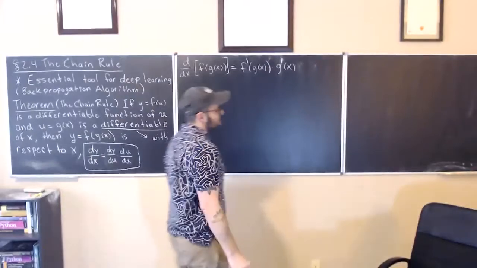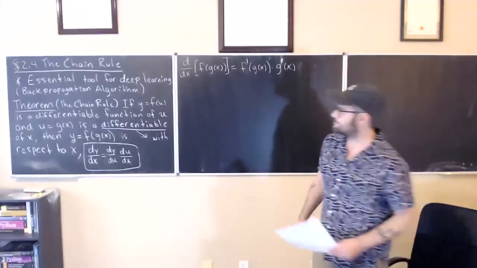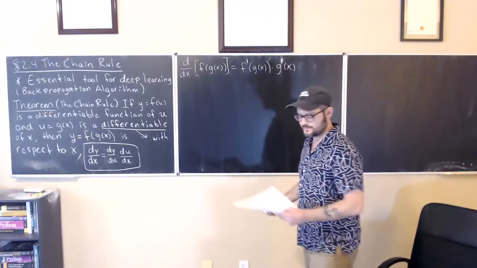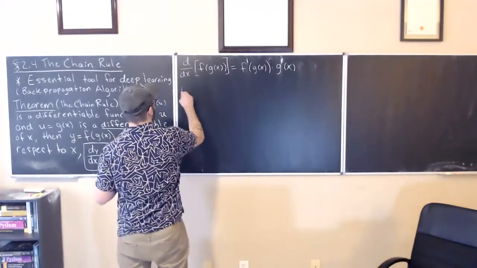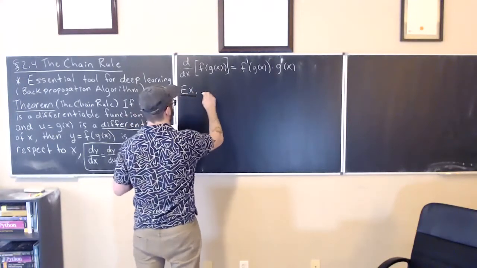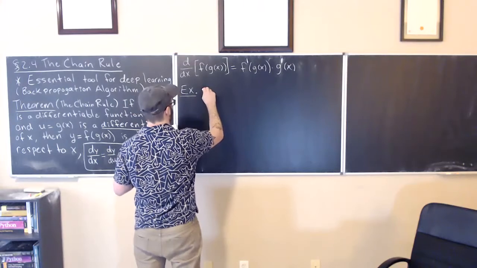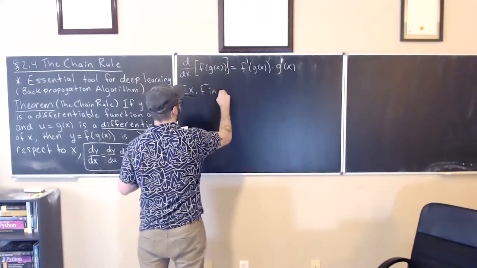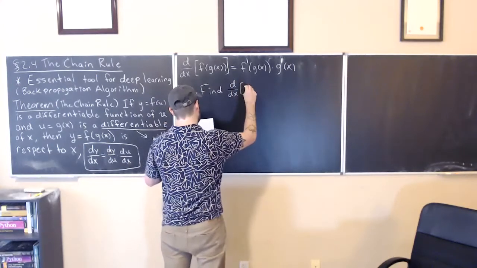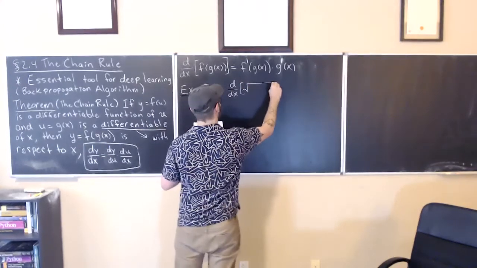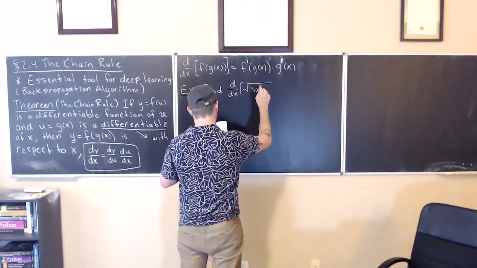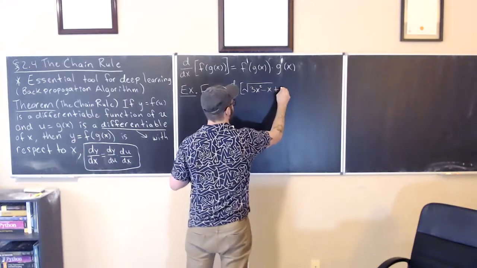So it seems rather technical, but it's really easy to implement in the calculate. So for example, we can look at, so find the derivative with respect to x of the function square root of, say, 3x squared minus x plus 1.